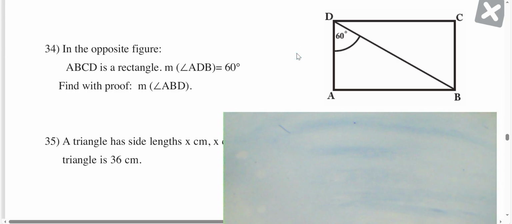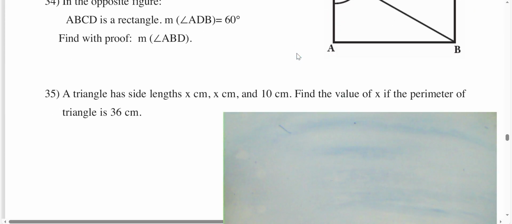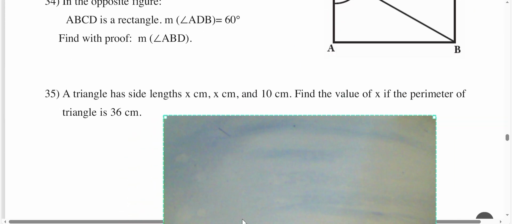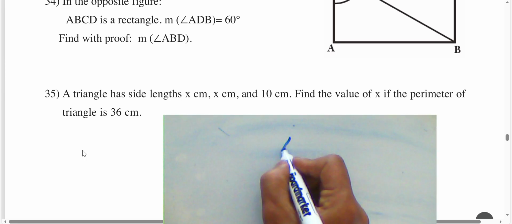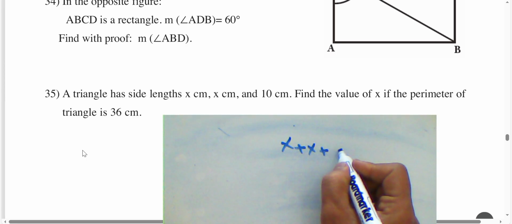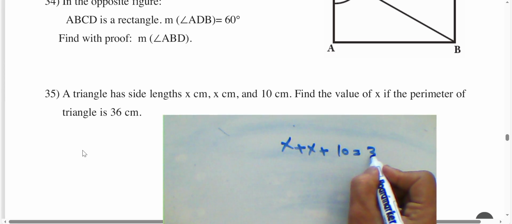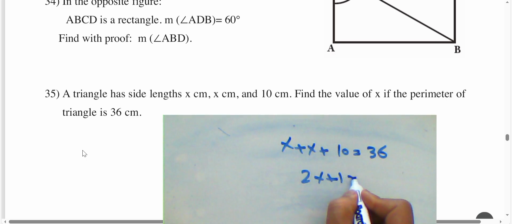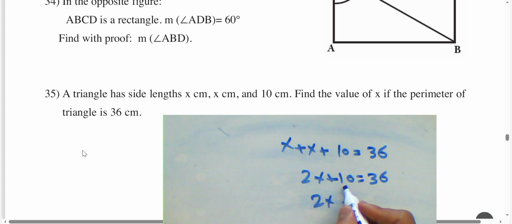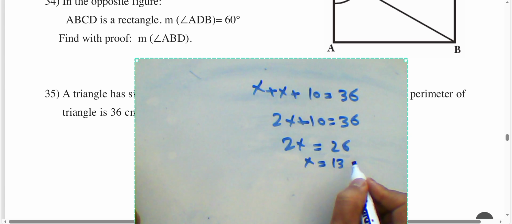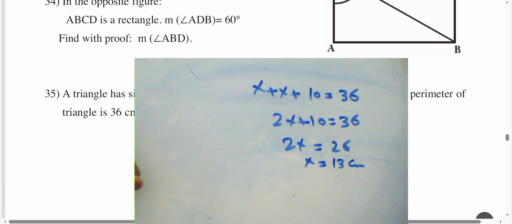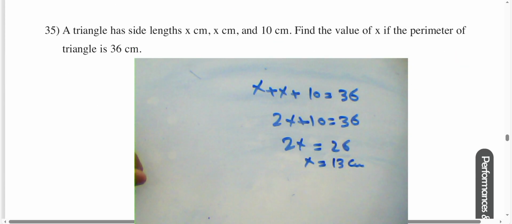Next question. A triangle has sides x, x and 10 centimeters. Find the value of x if the perimeter is 36. Okay, the perimeter equals the sum of all sides of the triangle, equals 36. Then 2x plus 10 equals 36. So you can write 2x equals 36 minus 10 equals 26, divided by 2. Then x will be 13 centimeters. Okay, we can find the value of x by this method because it gives us the perimeter. Okay, it's the last question.